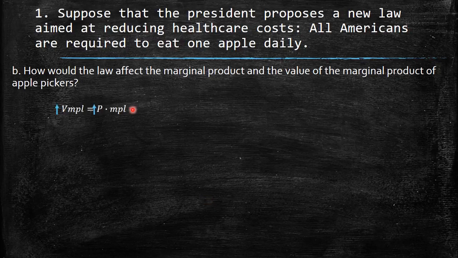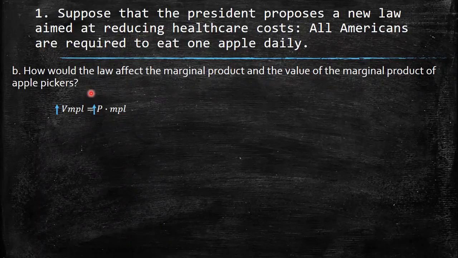Here we know that the value of the marginal product of labor is equal to the price times the marginal product of labor. Remember, the marginal product of labor is basically how much quantity will be produced when I hire an additional worker. When I multiply this by the price, this brings me the real revenue that the producer is receiving for that new worker.